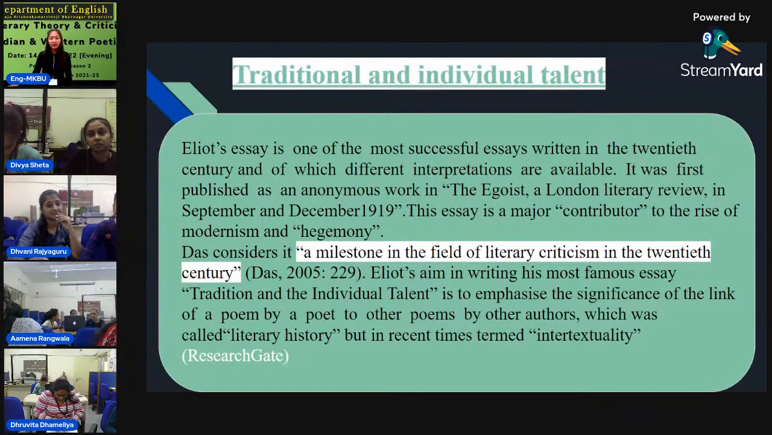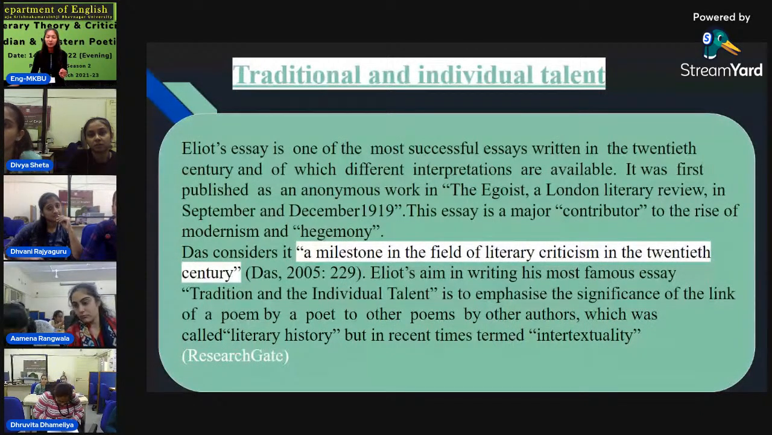Eliot's aim in writing his most famous essay, Tradition and Individual Talent, is to emphasize the significance of the link of a poem by a poet to other poets, to other authors, which was called literary history, but in recent times is called intertextuality.